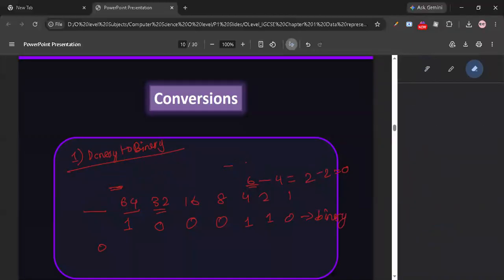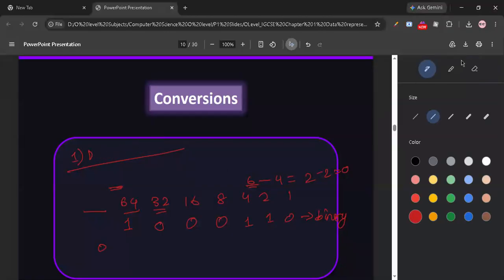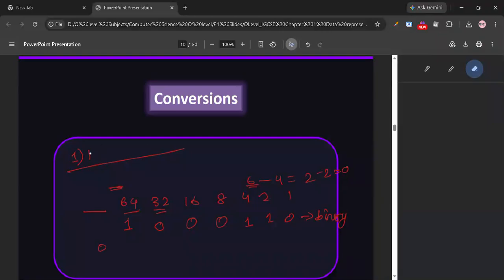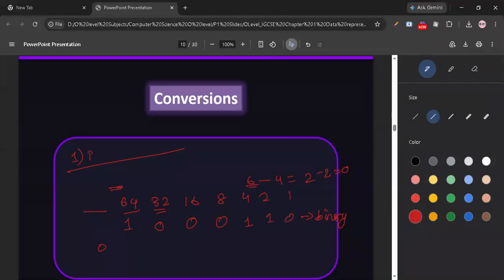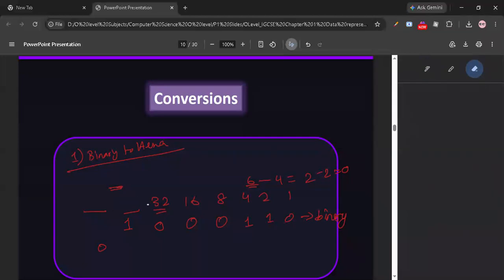It's about binary to hexadecimal. So now we're going to go for binary to hexa. Suppose the number is this. This is the number we have, and with this number we are going to convert it. Let's go for it.